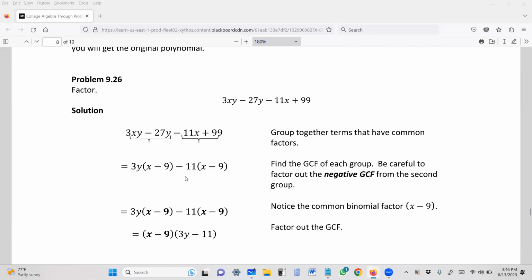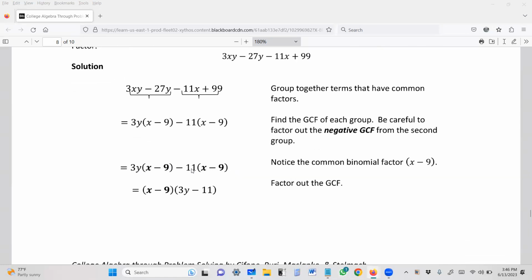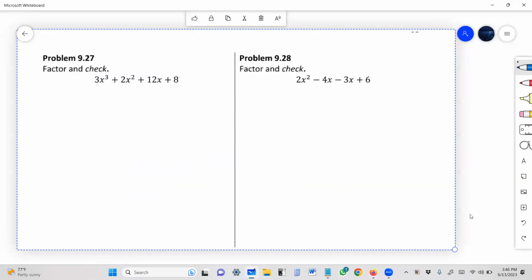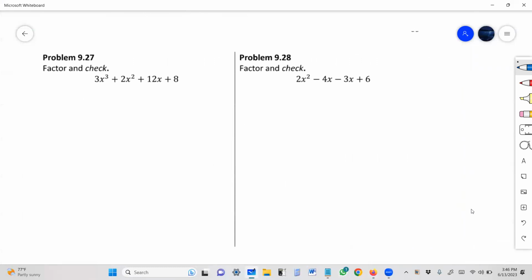I won't do this one, to save you a little bit of extra time on the video. I'm going to begin with these two, 27 and 28. So let's take a look. Step one, identify this as grouping. Again, whenever you have four terms, you should try grouping first. So first and second, third and fourth.